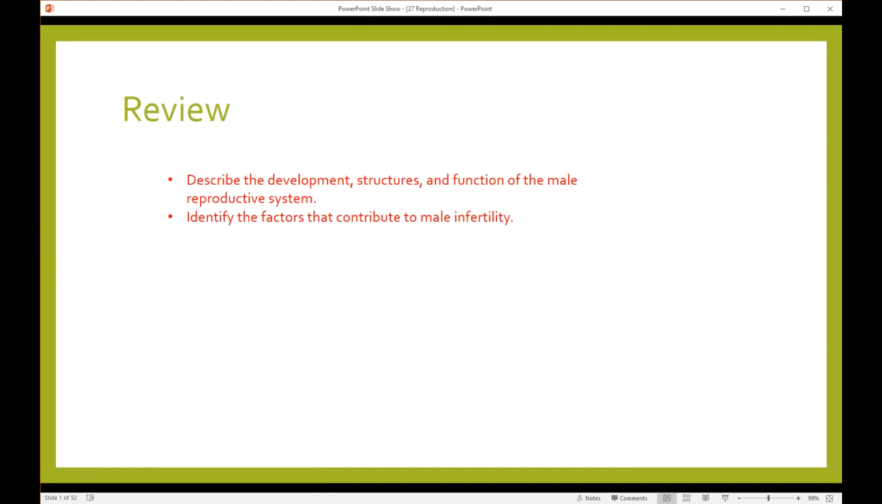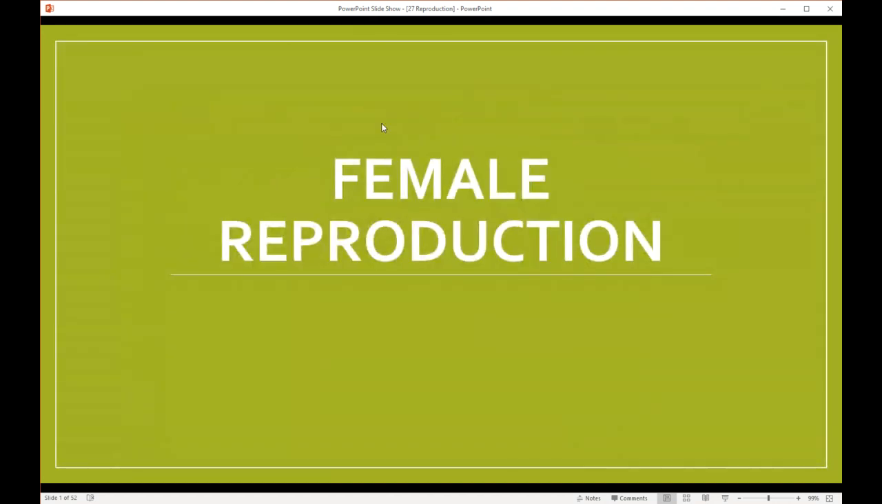Okay. So for review, I would like you to please describe the development, the structures, and the function of the male reproductive system. Make sure that you can do this in great detail, that you can really talk about what those different male structures are, where they're located, what the development is like for the males regarding the descent of the testes, and what's the function of the male reproductive system, and then any factors that may contribute to male infertility. And we will pick up next time with female reproduction.